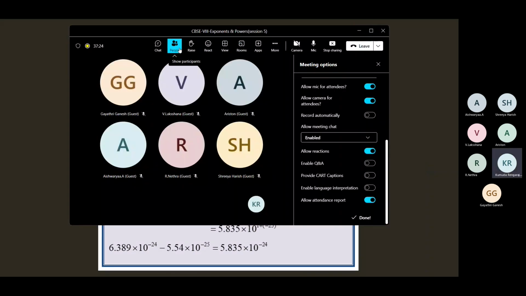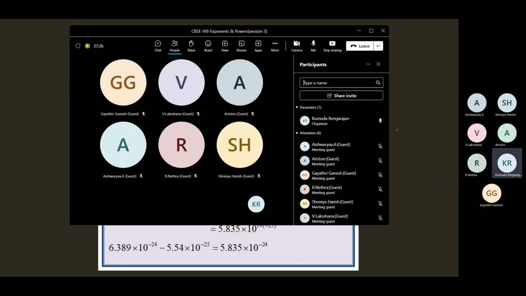Yes, so today in the meeting we have Gayatri, Lakshana, Ariston, Aishwarya, Netra, and Shreya. Aishwarya Shri is not there and Anantika is not there. And one more Sai person. Smriti, ma'am. Oh yeah, Sai Smriti. Right. Three of them are not here today.